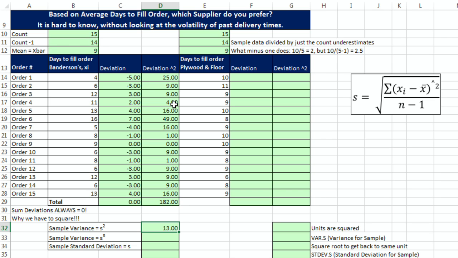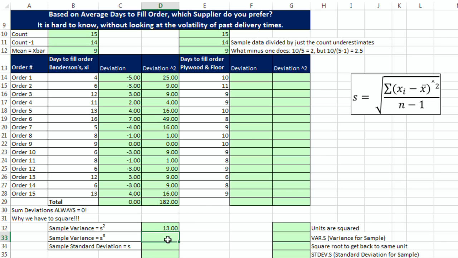Now why n minus 1? I have a little note up here. Sample data divided by just the count tends to underestimate. And so by subtracting 1, it adjusts it so that it's a little bit more accurate. You can think of it this way. If we had 10 divided by 5, you know that equals 2. But if we subtracted 1, notice that by changing the denominator and making it a little bit smaller, it makes the whole result a little bit bigger. And so since sample data divided by just the count underestimates, by subtracting 1, it tends to push it up just enough to make it a little bit more accurate.